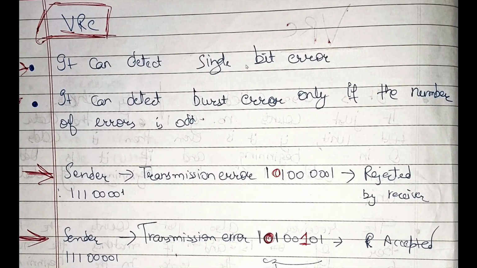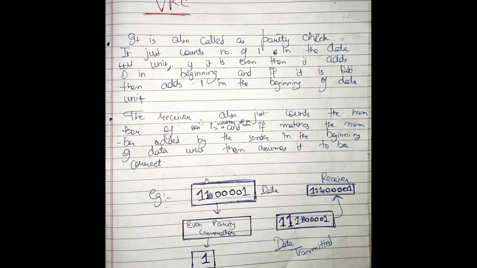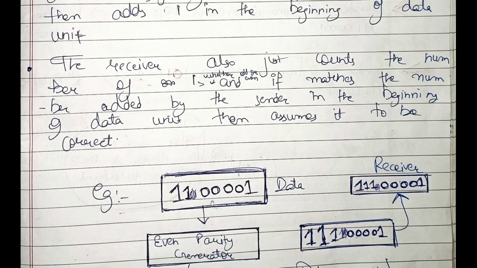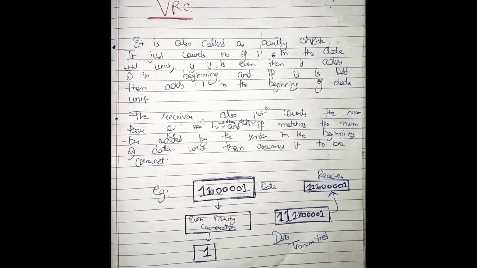Now it can detect a single bit error. We saw here that if this bit would have been 0 and it got corrupted to 1 on the way, then the parity generator wouldn't have been 1, because the number of ones would have been even, so it would have been 0. When the receiver checks it, it finds that the sender sent me 1 and what I am generating is 0. Then it concludes that this data has been corrupted. So a single bit error can be detected.